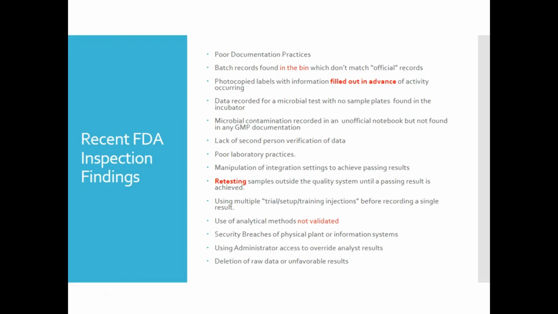microbial contamination recorded in an unofficial notebook but not found in any GMP documentation, and lack of second-person verification of data. Poor laboratory practices: manipulation of integration settings on HPLC or GC to achieve passing results, retesting samples outside the quality system until a passing result is achieved, using multiple what we call trial or setup or training injections on an instrument before you record the single result, use of analytical methods that are not validated, security breaches of physical plant or information systems, using administrator access to overwrite analyst results, and deletion of raw data or unfavorable results.